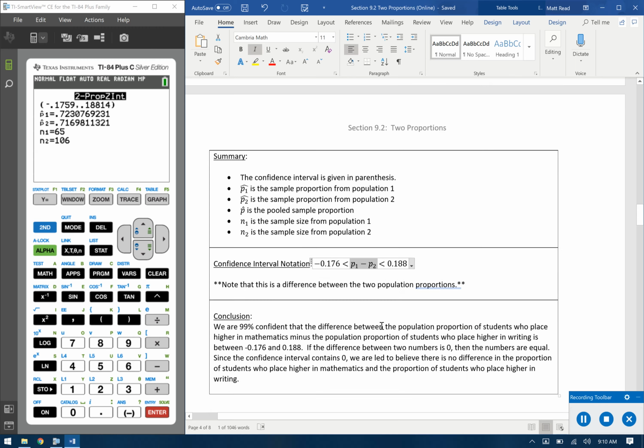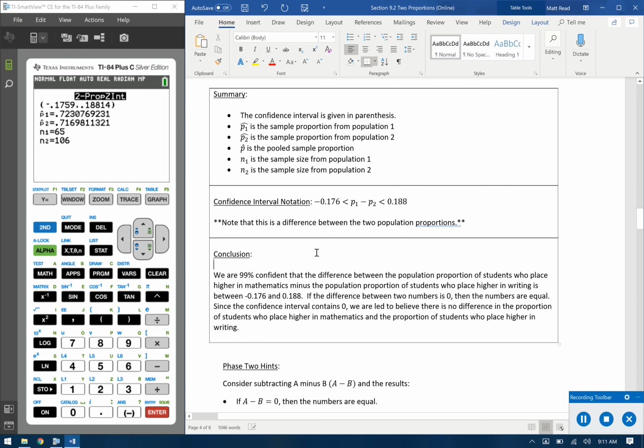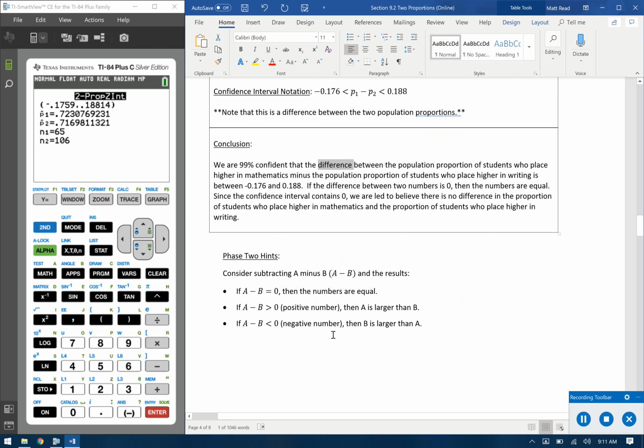So when you go to modify your 3 phases here, ladies and gentlemen, you're going to have to make sure that you understand you're 99% confident that the difference between the population proportions who placed higher in math minus the proportion of students who place higher in writing is between those numbers. And then we're going to use these phase 2 hints as our guide as we go through.